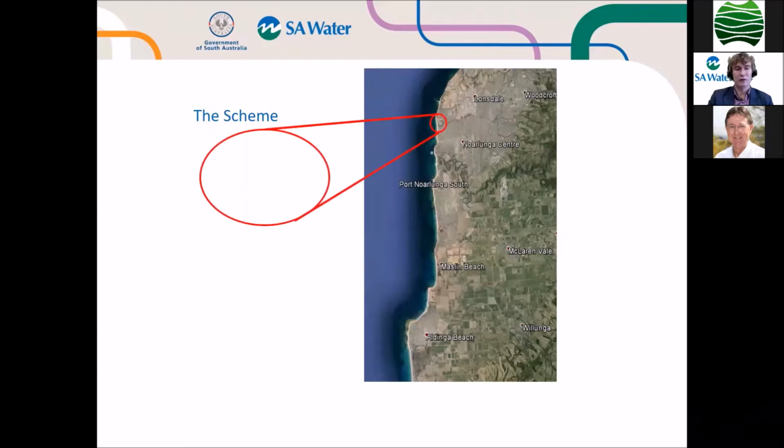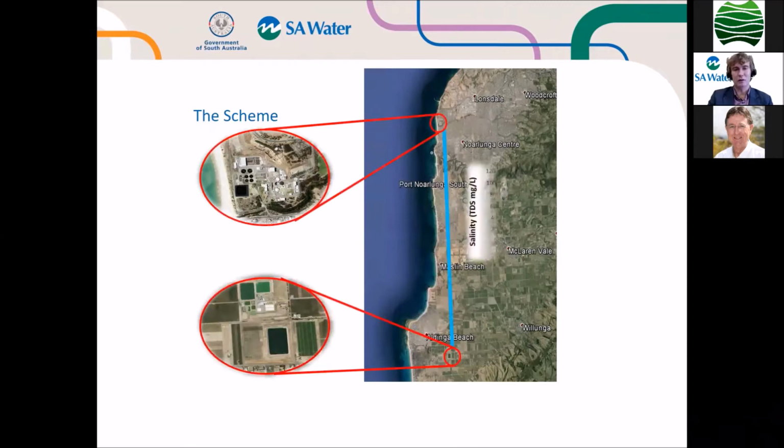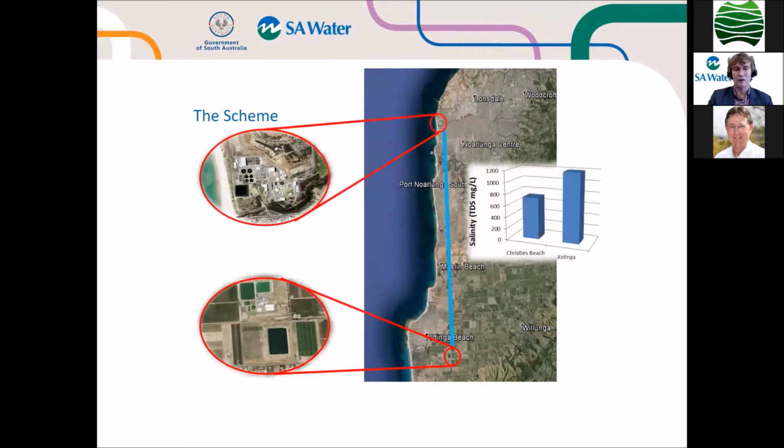The water comes from Christie's Beach Wastewater Treatment Scheme, which is about 10 kilometres or so north of Aldinga. There's Aldinga down the bottom there. The reason why we take the water from Christie's Beach down to Aldinga is that it has a lower salinity. You can see on the graph here that the average salinity is around about 700 milligrams per litre from Christie's Beach, and it's up to about 1100 to 1200 for Aldinga. We do have an increase in salinity when the water is put into the aquifer. So that's important that we don't bring water down, use water that is already marginal as far as salinity goes.